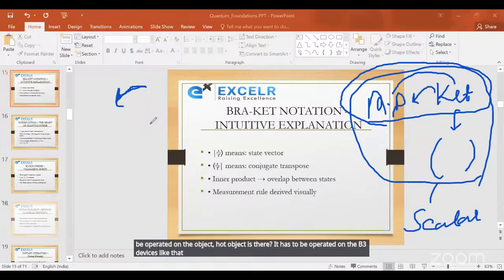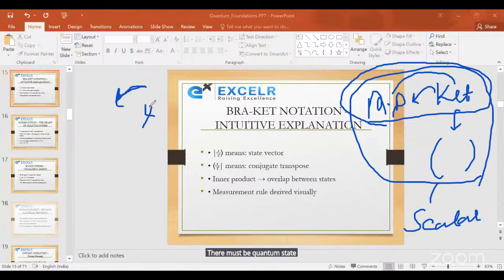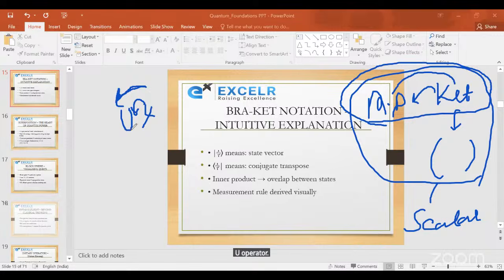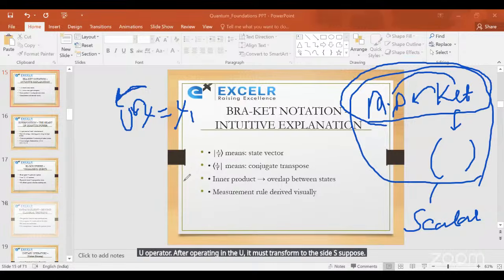But when we come to quantum computation, there must be a quantum state psi, and it has to be operated on by some operator. The operator is the measuring device here. Suppose I am talking about operator U. After operating with U, it transforms to psi dash, suppose. So it is transforming to a new system.